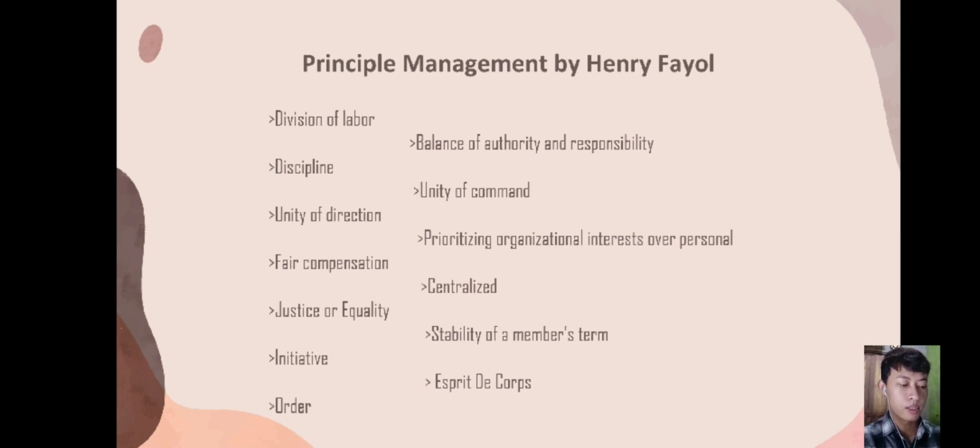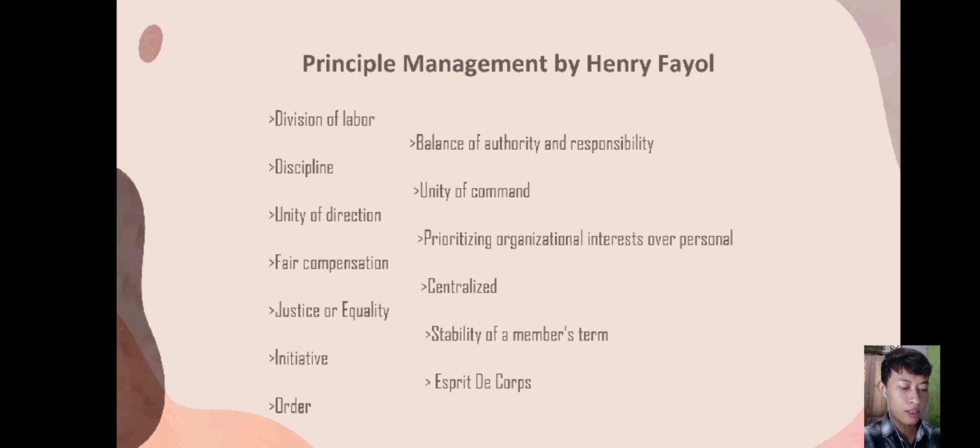3. Discipline. Discipline must be enforced in an organization, but every organization has a different way of overseeing discipline. 4. Unity of command. Based on the unity of command principle, an employee should only receive orders from one superior and be responsible to only one superior. 5. Unity of direction. Employees working in an organization must have the same goals and direction and work according to the same plan.